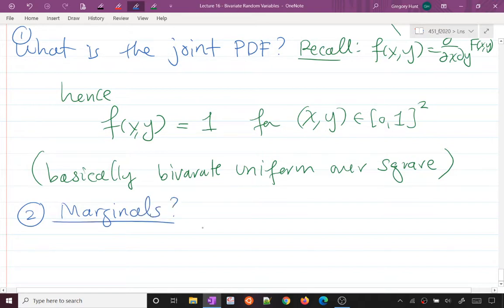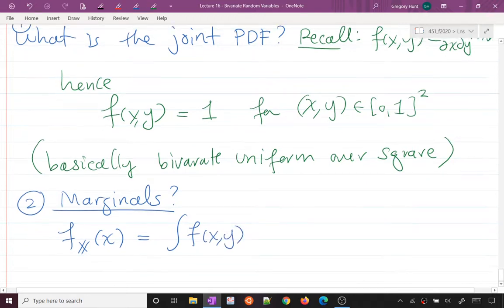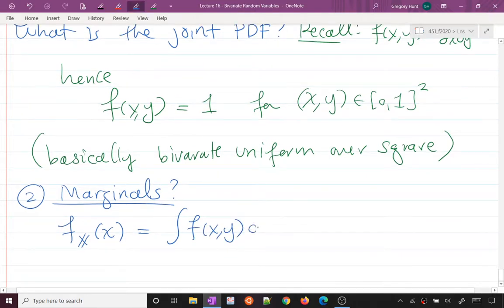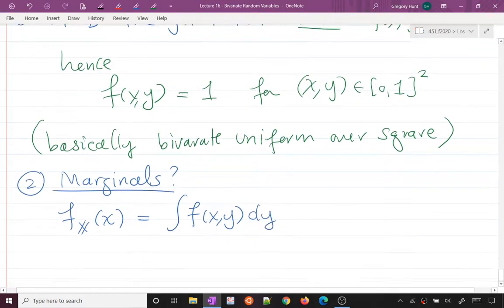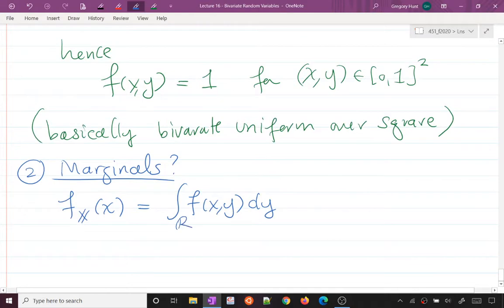Can we get the marginal distributions for these? So what's, say, f(x) of x? We could get this as the integral, right? We get the marginal of x by integrating out y. And so that's got a general formula. In this case, it's the integral from 0 to 1.